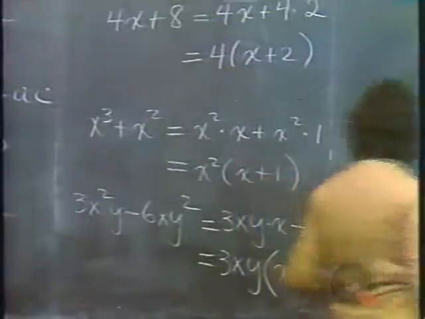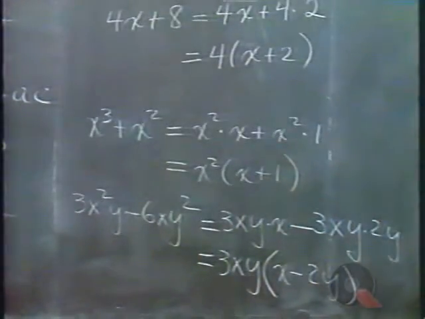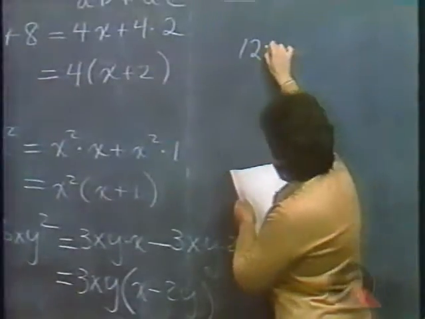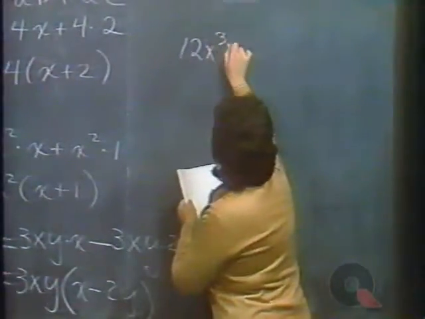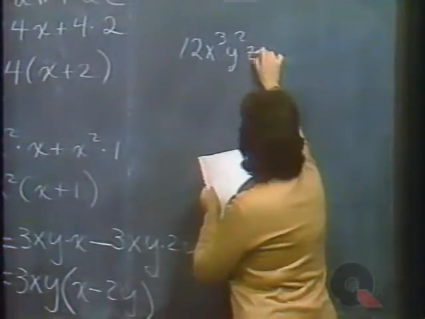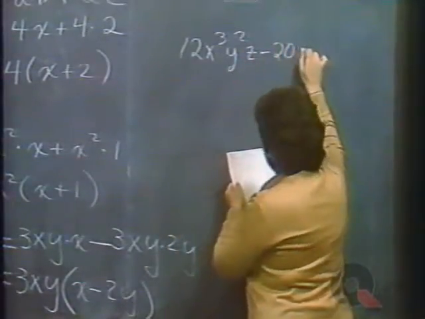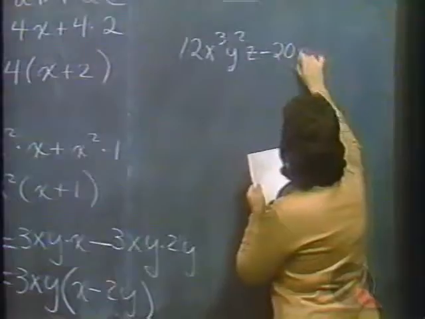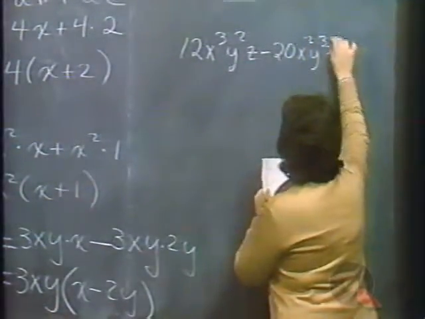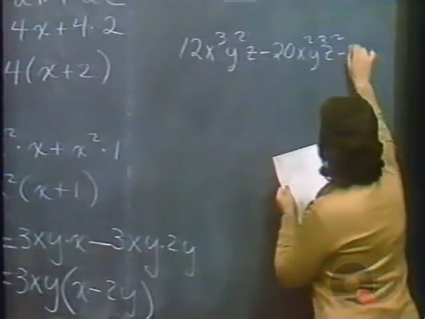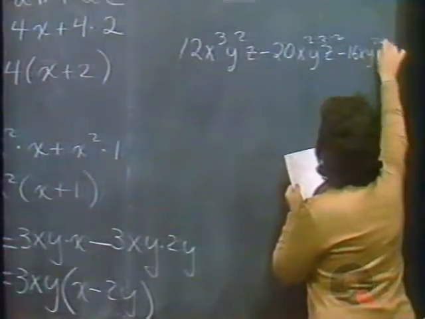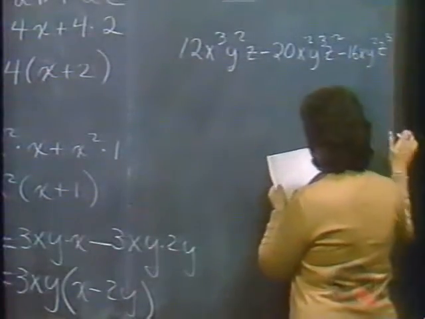Okay, let's try another example. 12x cubed y squared z minus 20x squared y cubed z squared minus 16xy squared z cubed.